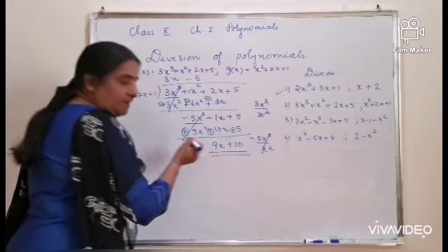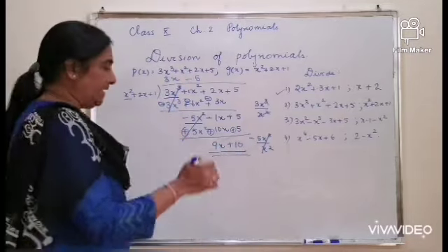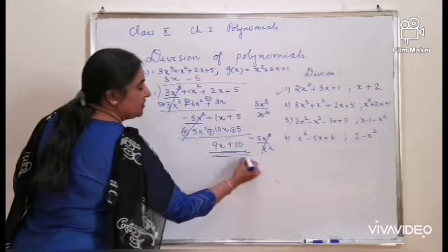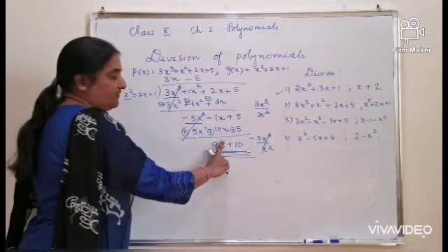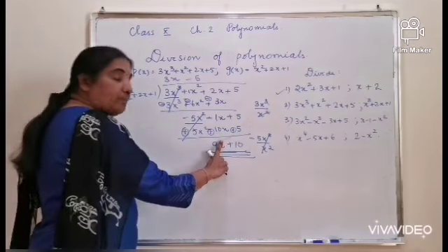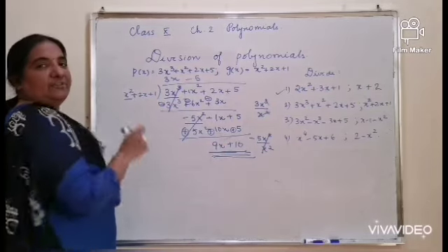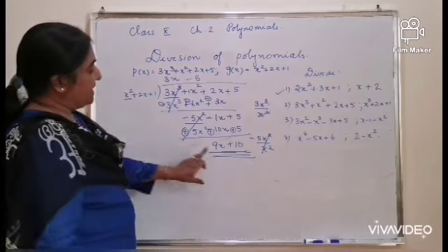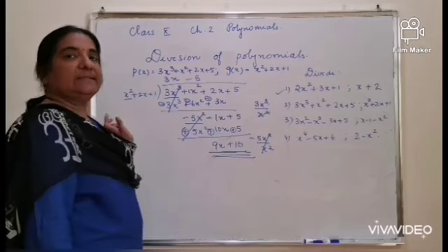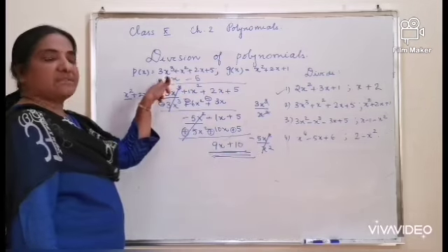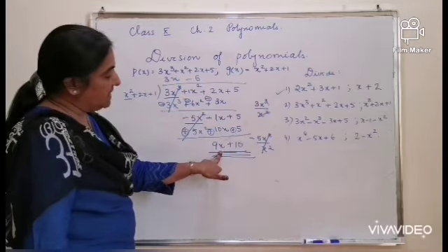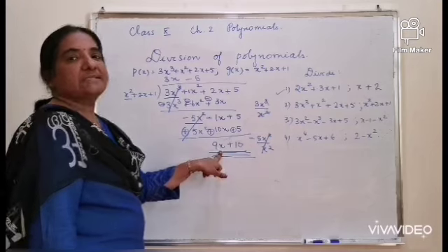We are stopping here, and the rule is when you reach the remainder, please check that the power of the variable is always smaller than the power of the divisor. Once you reach the power smaller than the divisor, the division is completed. The quotient is 3x minus 5 and the remainder is 9x plus 10.